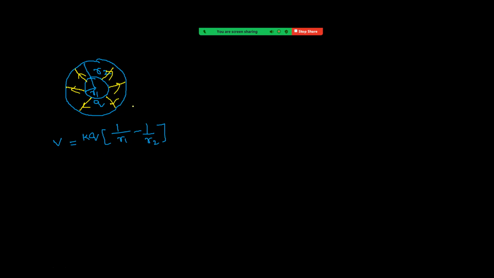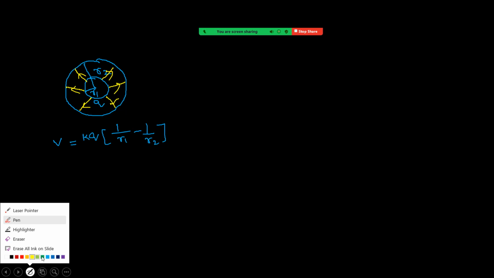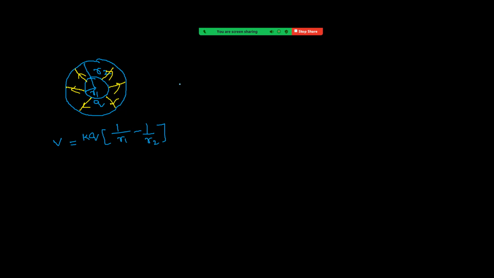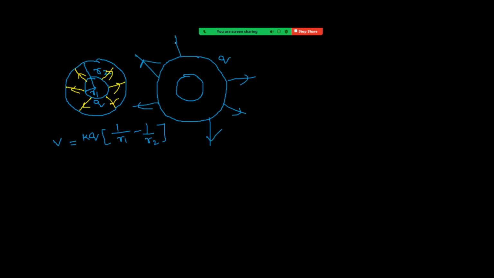Suppose charge is only on outer one. If a charge is only on outer one, field will be only radially outwards. Let us take separately one more diagram for this one. Suppose no charge is given to inner one, charge is given to only outer one. Then field will be only outside. There is no field inside. So when there is no field inside, there is no potential difference.